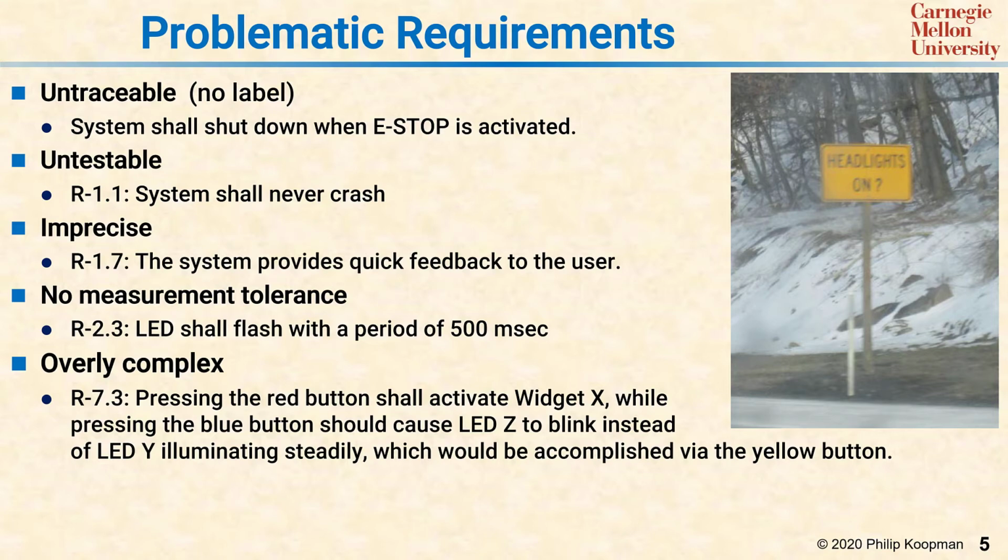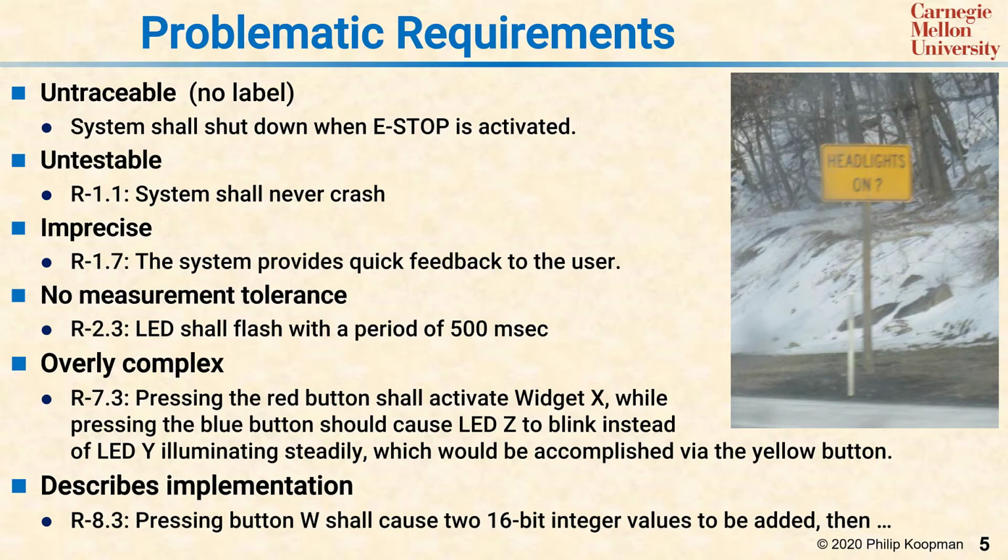Another problematic requirement is one that describes an implementation. Pressing button W shall cause two 16-bit integer values to be added. That's not a requirement. That's a verbal sketch of an algorithm. Requirements should stay away from implementation and just describe what is supposed to happen and let the designers deal with how to make that happen.